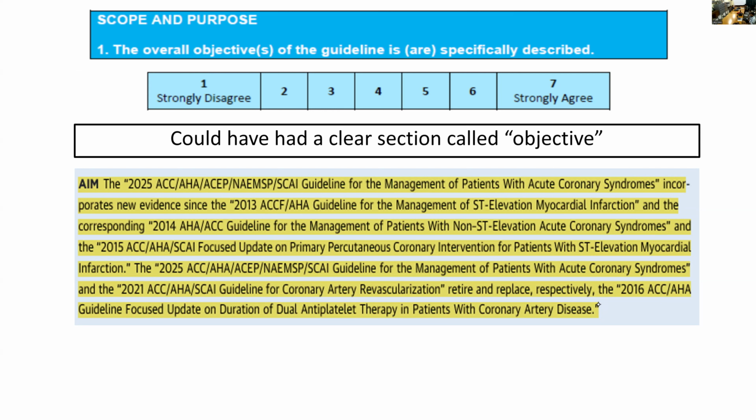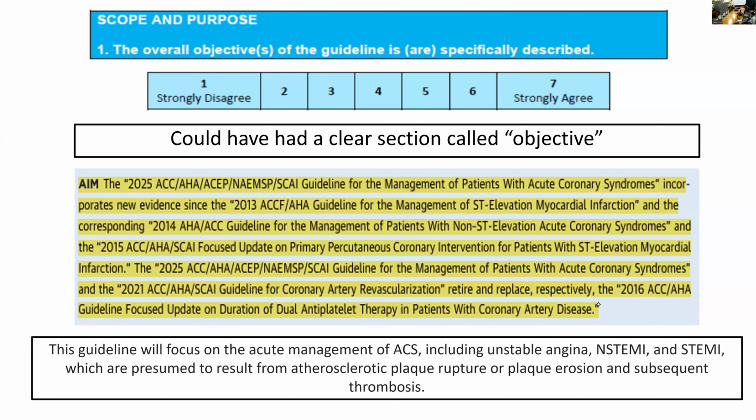So they could have had a clear section called objectives. I felt that the aim itself was pretty vague. They could have elaborated more on it. However, in another section, they had mentioned that this will focus on the acute management of ACS, including unstable angina, STEMI, which are presumed to result from an atherosclerotic plaque rupture, plaque erosion, subsequent thrombosis. So although I was not too happy with the way they had put the introductory slide, given that there was information in other parts of the paper, I had rated them a 6.